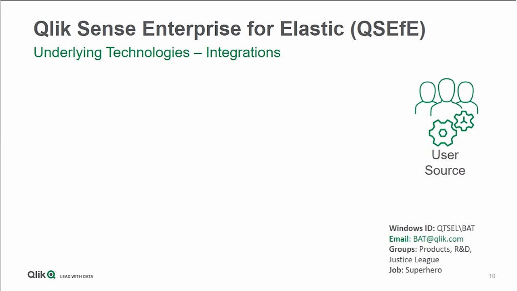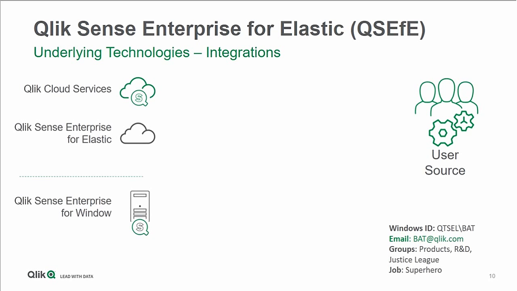You need to have a place where users live. This can be AD, this can be a database. With Qlik Enterprise for Elastic and Qlik Cloud Services, as I've said, what you'll need is to get these users out of this user source and into Qlik Enterprise for Windows. This can be using the user directory connector. This can be using flat files or other connectors that we use here.